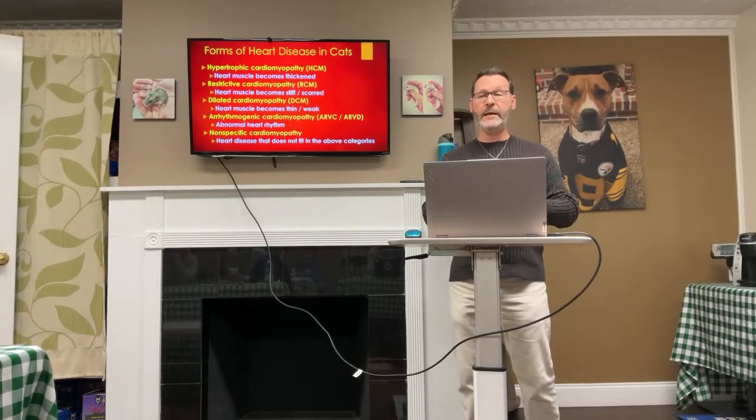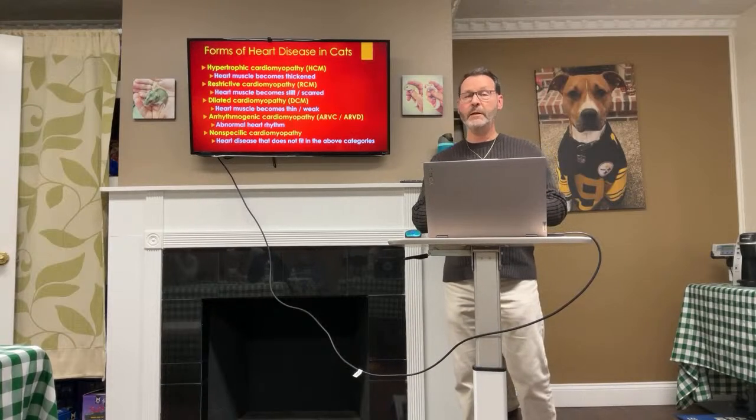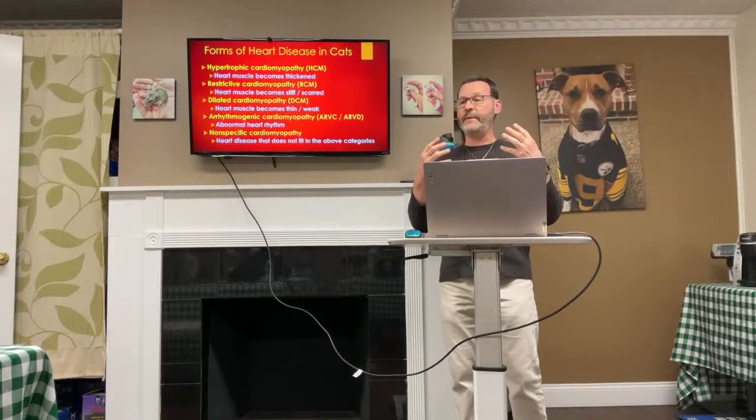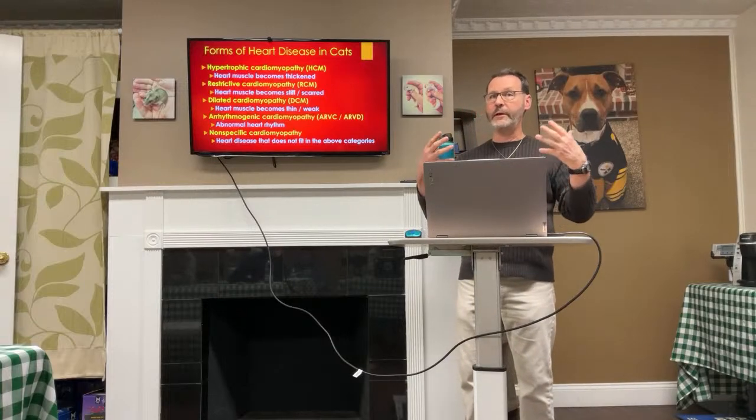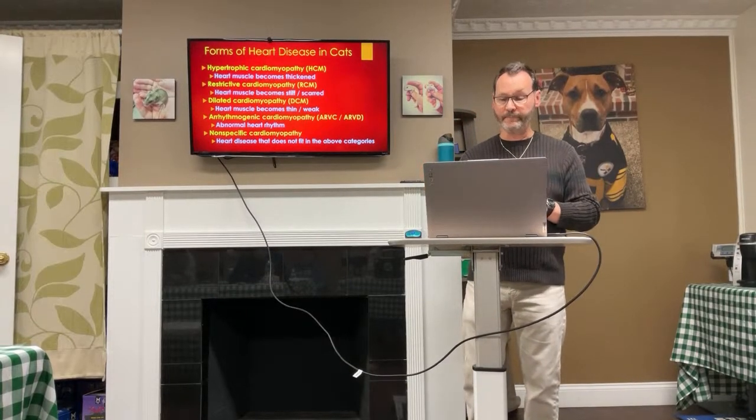The first one is hypertrophic cardiomyopathy, or HCM. This is a disease where the heart muscle gets very thick and strong. So there's a very large heart muscle in this part, okay?